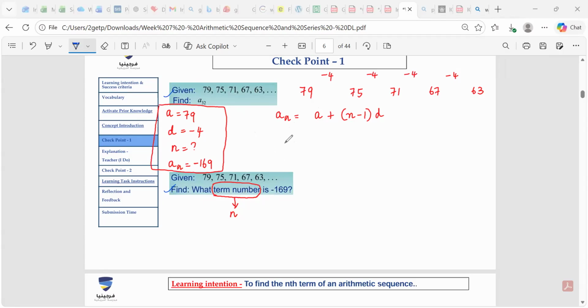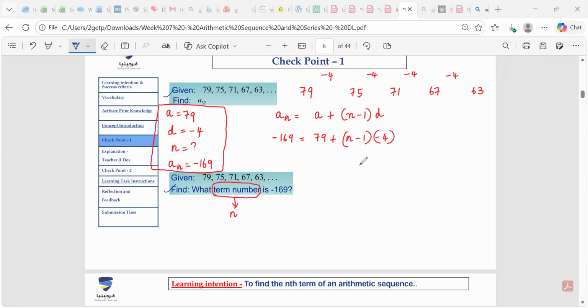For the nth term, minus 169 is equal to a, which is 79, plus n, which is what we need to find out, so we put n minus 1, times d, the common difference, which is minus 4. We just substituted everything, that's all. Instead of an, we put minus 169, a is 79, n you leave as n itself, and d is minus 4.